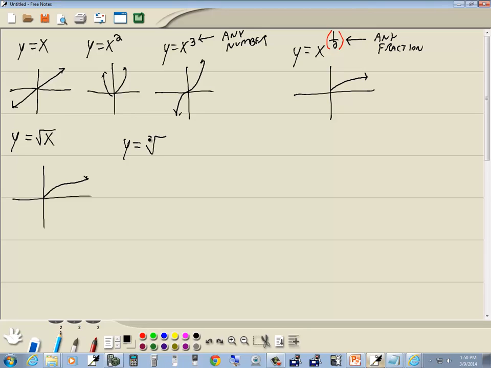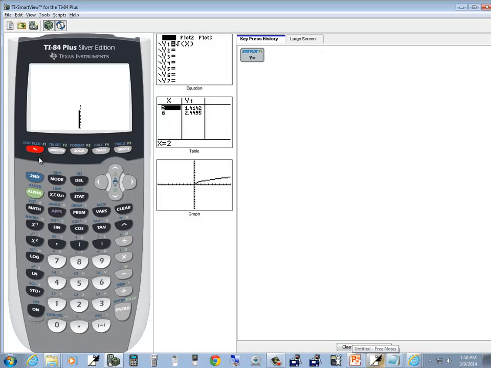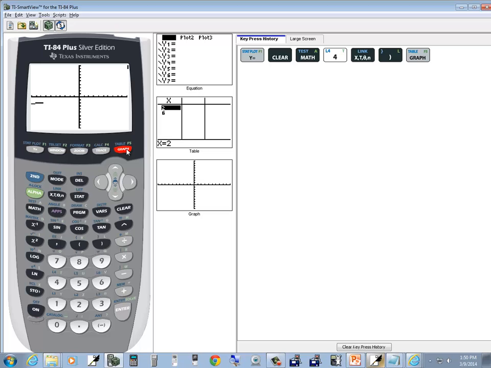Cube root of x you run across in algebra. So let's take a look at it. I'm going to press my y equals, clear. If it's not on a button, if it's not above a button, you're going to find it underneath the math button. So press the math button. And you see the cube root is our 4th one. So I'm going to press 4 to choose it. It puts the cube root, puts the beginning parentheses, so I'll put the x key, and I'll put the closing parentheses, and then graph. And that's our cube root of x.